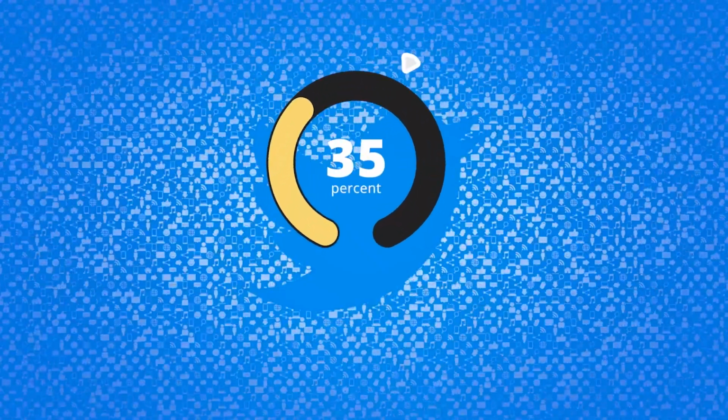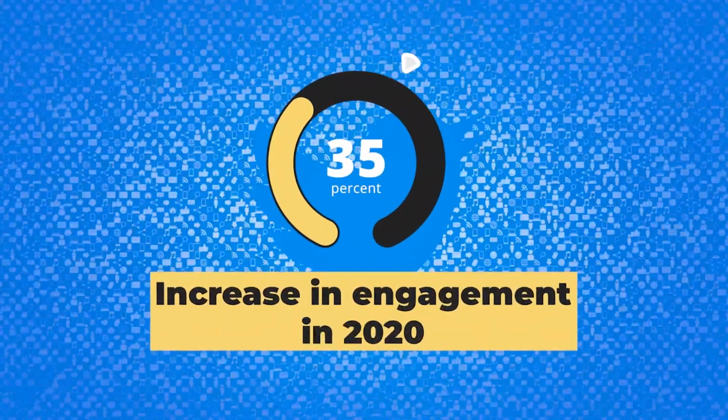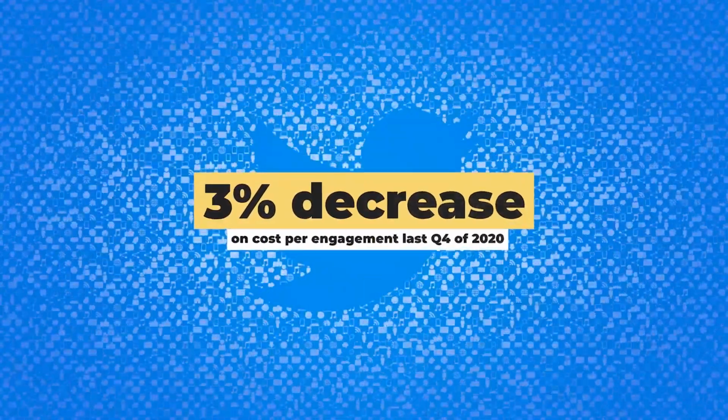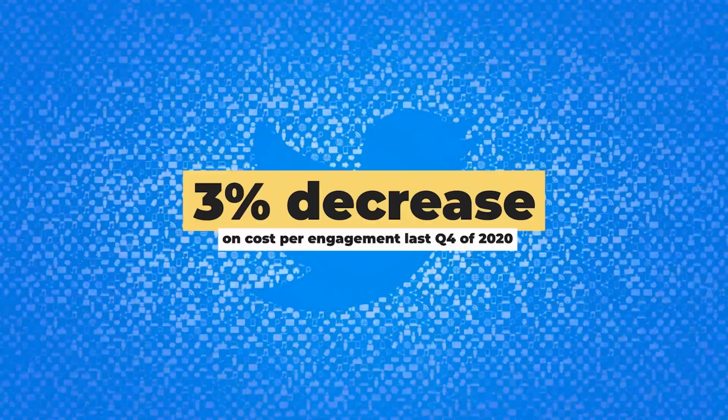Here's a quick rundown of how they work. Now, even though I don't recommend Twitter over the other platforms in this video, it's not a junk place for advertising. The number of daily active users is actually increasing, and ad engagement increased 35% in 2020. And in Q4 2020, cost per engagement decreased by 3%. So it's worthwhile to try out if you've seen success on other platforms.